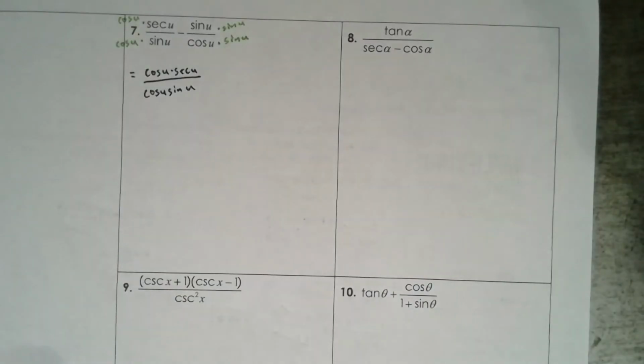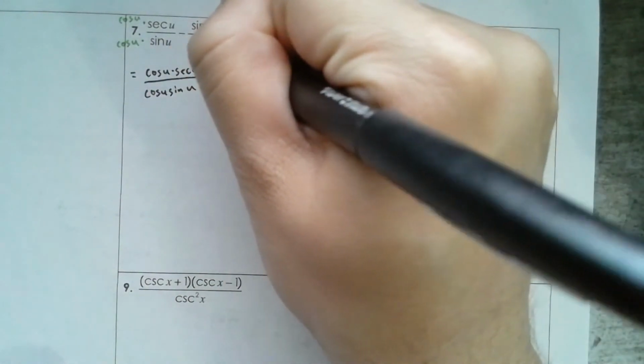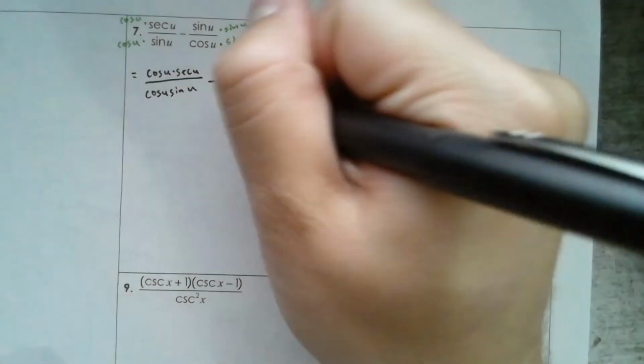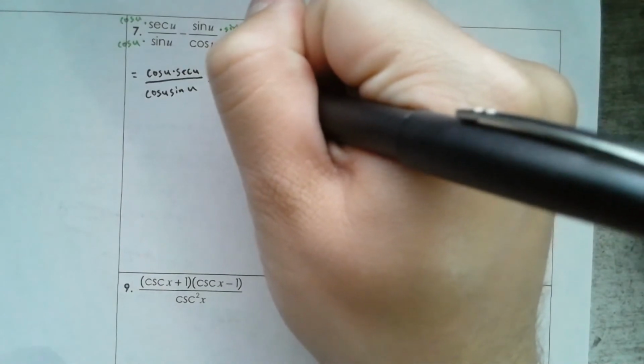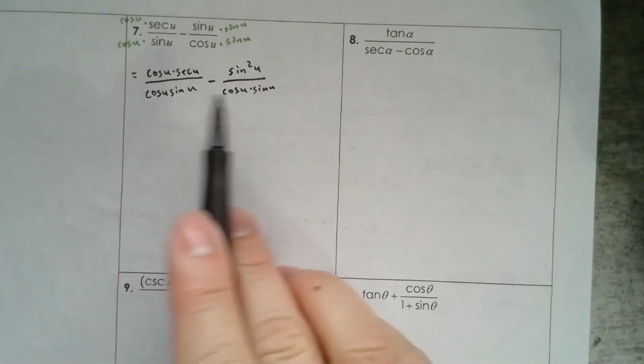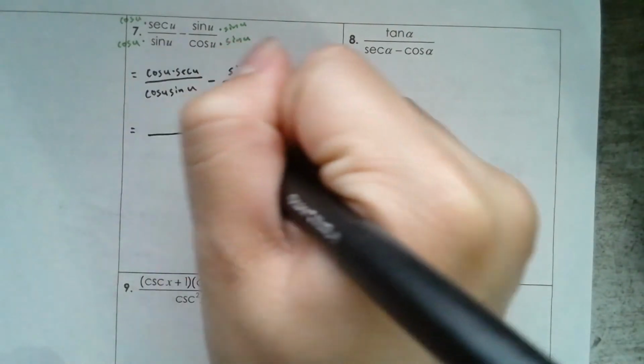That's the first one by just multiplying that in, minus sine squared u, because sine u times sine u is sine squared u, and then the bottom here will be cosine u times sine u. Notice now that the denominators are the same, so I can write this as just one fraction, all of it over cosine u times sine u.